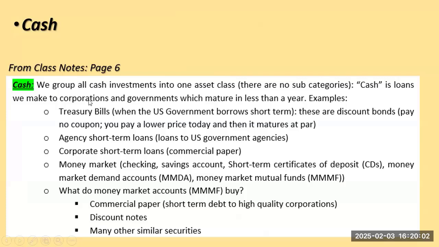Cash is loans, the governments, the banks. When you see treasuries, there's treasury bills, treasury notes, and treasury bonds. Treasury bills are the short-term ones. They're the ones that are considered to be cash. These are discount notes. A discount note doesn't pay interest. You buy it for 99 and it matures at 100. So there's no interest payment. It's just you buy it at a discount and it matures at a higher amount.